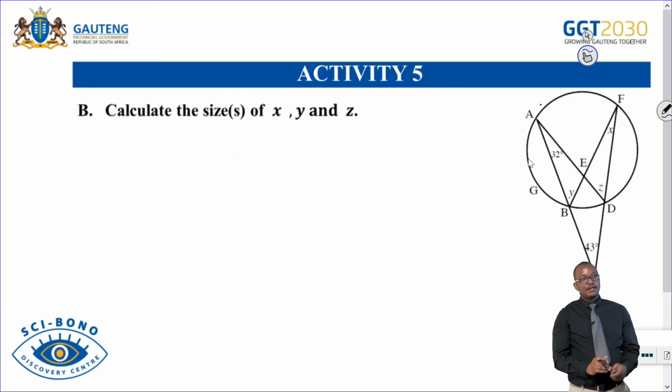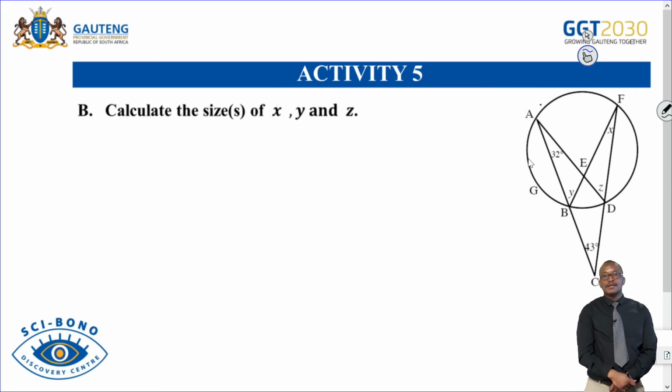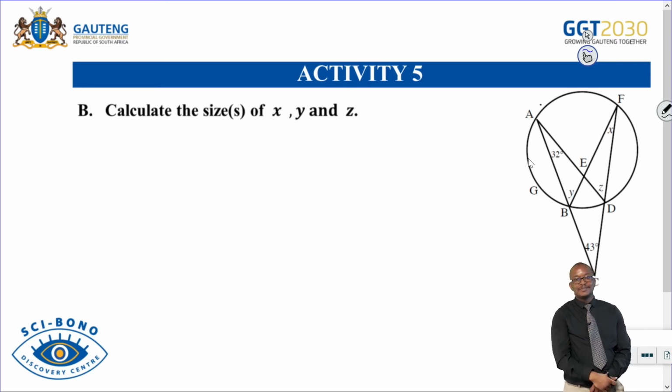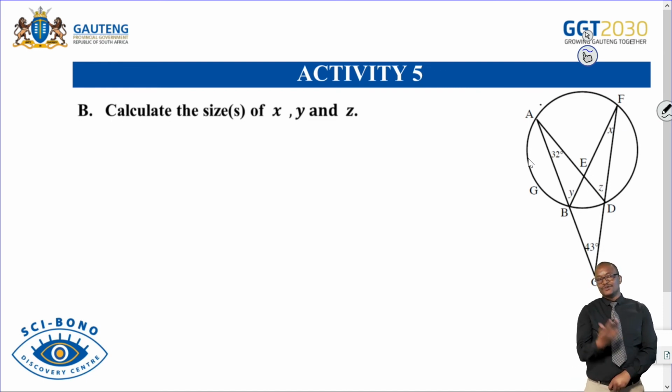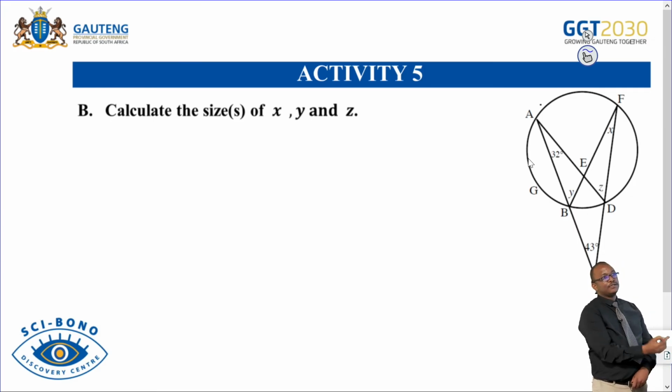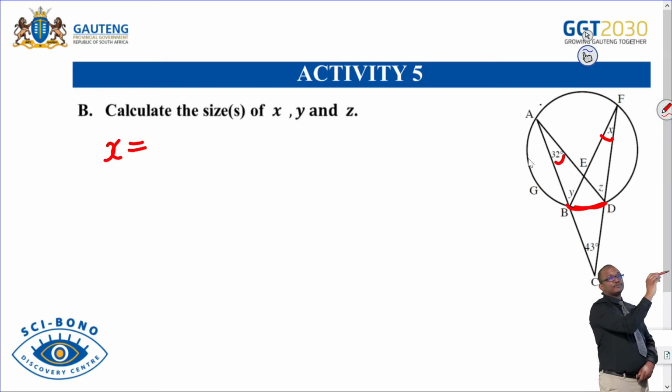So now, let's look into another activity. In this activity, you can see now the diagram looks a little bit complicated, but the same thing that we need to apply. Calculate the sizes of x, y, and z. Correct? Looking at this diagram, you can see the first one for us to get x, we know we're looking at this arc here, the arc of BD. Subtend those two equal angles, A and F. So x is going to be 32 degrees, correct?